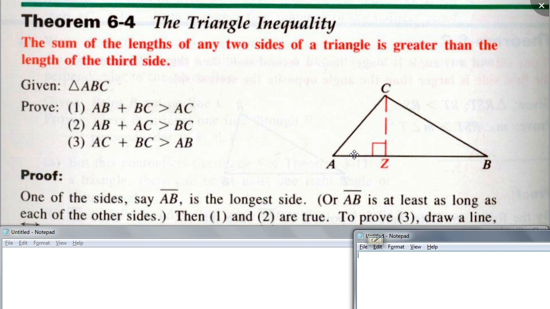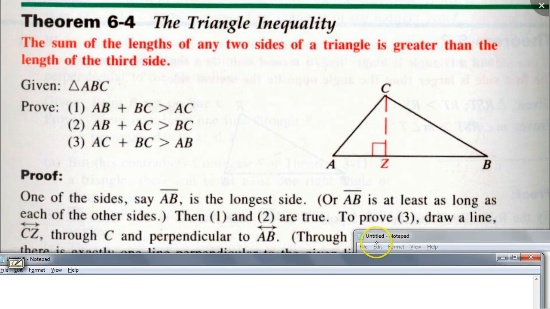Because of what? It's because of the corollary, right? The perpendicular segment from a point outside the line is the shortest segment. What about BZ versus BC? Which one is shorter? Since CZ is perpendicular to AZ, BZ is shorter than BC. Would you not agree? Because of the corollary right before this. Okay, so keep that in mind.